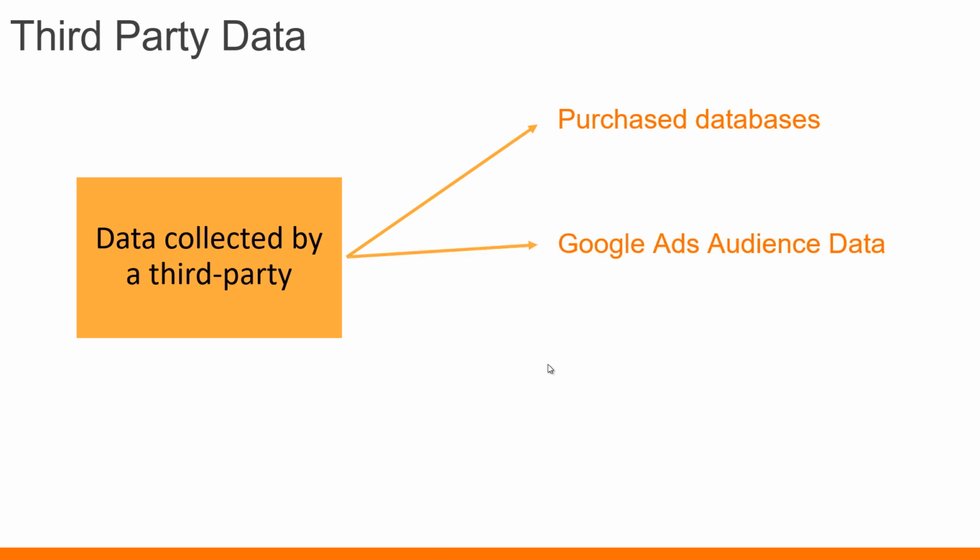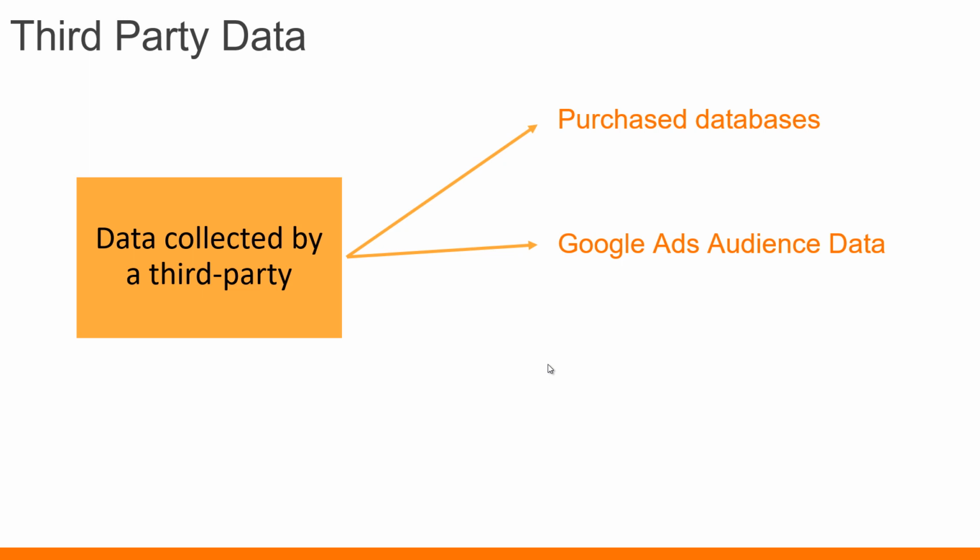Another example of third party data is your Google Ads audience data. So when you run display ads on the Google Ads platform, you have various audiences that you can target. For example, you can target audiences who are interested in a certain topic, audiences who have an affinity for a certain category, audiences who are in the market for a certain product or service.